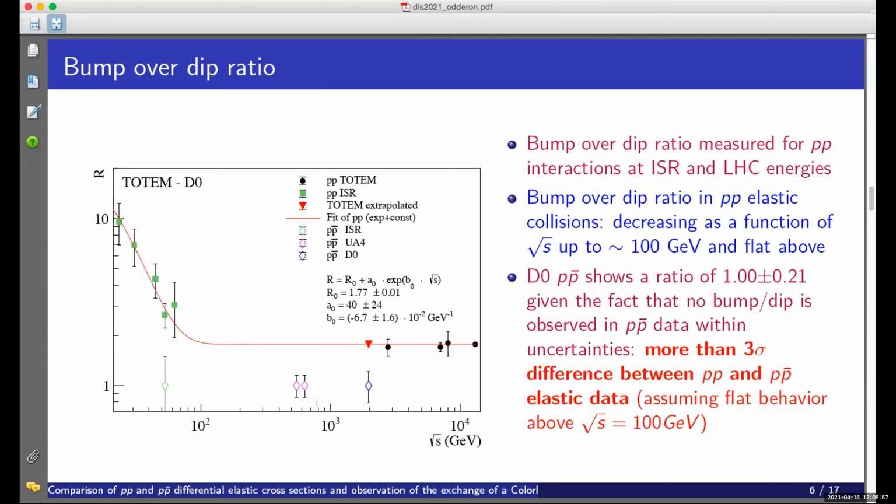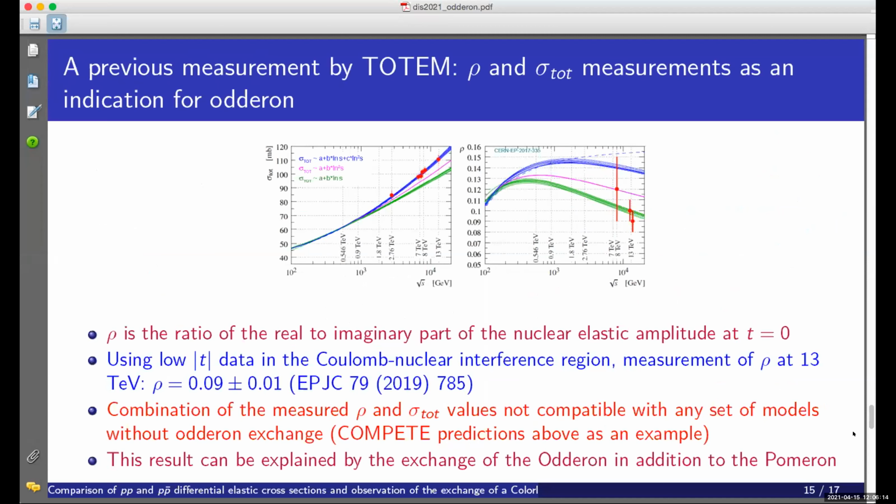And then maybe to Vlodek on this: when we use rho and sigma to extract the odderon, if pp and p-pbar had the same behavior, you would be able to describe it with models. The fact that one is not able to describe both the rho and the sigma with a model actually indicates a difference between pp and p-pbar. So it's basically the same thing we are measuring here, but at completely different t values. Yes, as I said, that's why we could combine the two measurements.